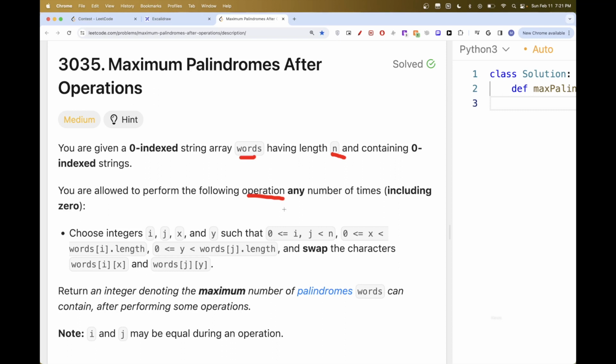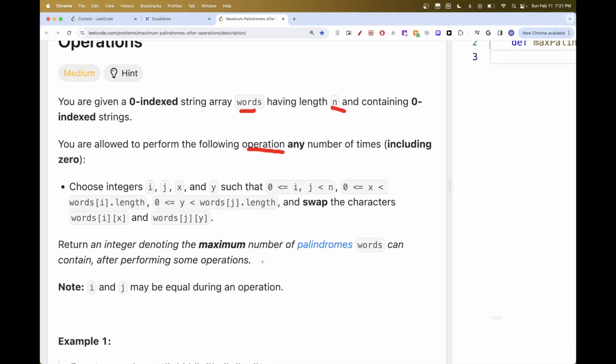And this operation basically is to choose two words. It can be even the same word, but choose two different positions, either from the same word or from two different words, and swap the characters. So what does that mean? For example, let's say we pick two words, I and J. I and J can be equal, so it can be the same word, but then pick two different positions, X and Y, in those word I and word J, and swap them, right? So this is what this means.